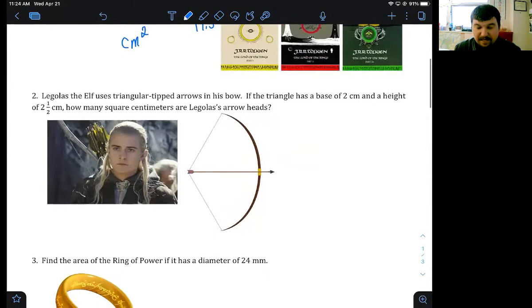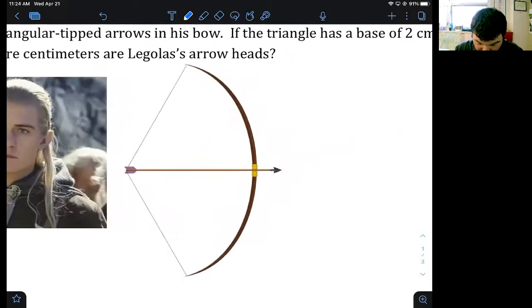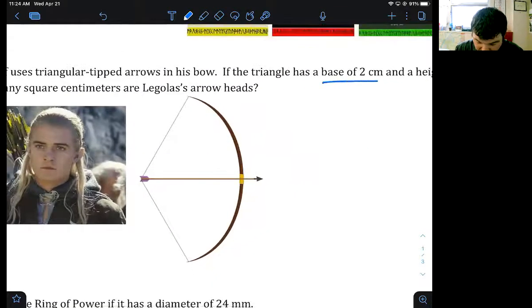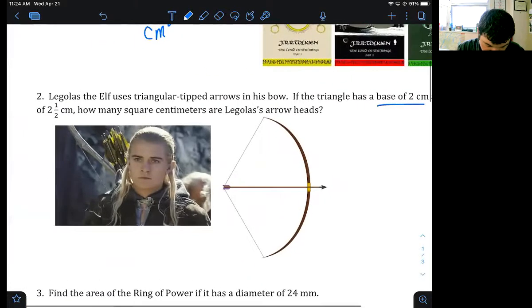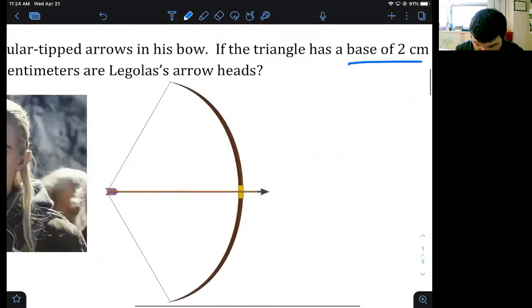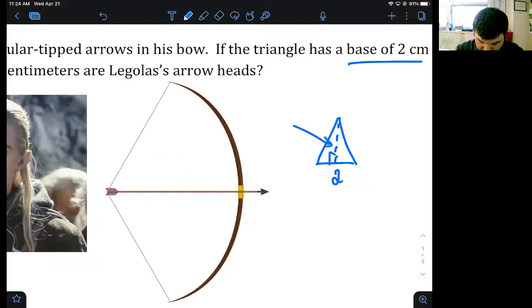For number 2, we're looking at a triangle here. Legolas uses these triangular tipped arrows. It says the base of the triangle is 2 and the height of the triangle is 2.5. So if you want to draw a bigger version of the triangle, you could draw it like that. The base is 2, and then the height of the triangle is 2.5.